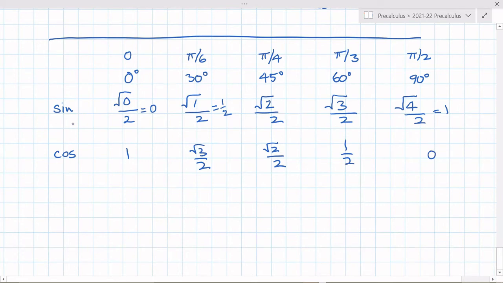And then tangent is sine over cosine, so you can divide these. 0 over 1 is 0. 1 over 2 divided by root 3 over 2 is 1 over root 3. This is the same, so this is 1. This is root 3. And 1 divided by 0 is undefined, or we write it as infinity.